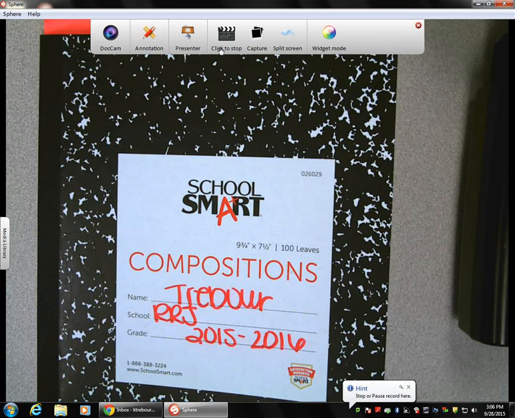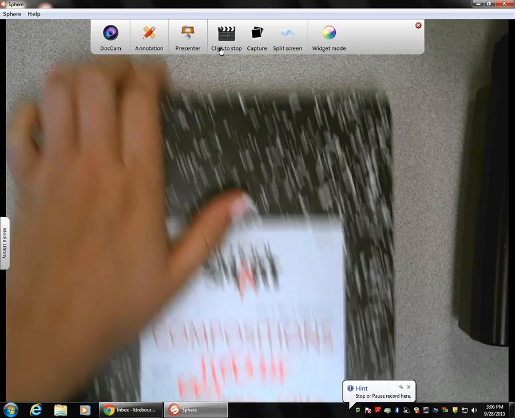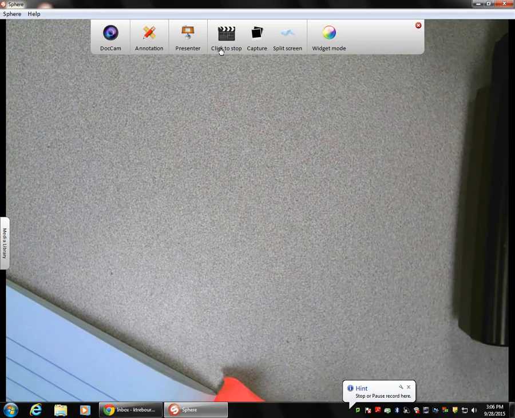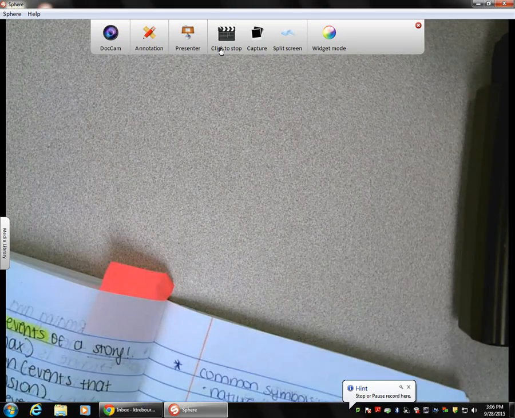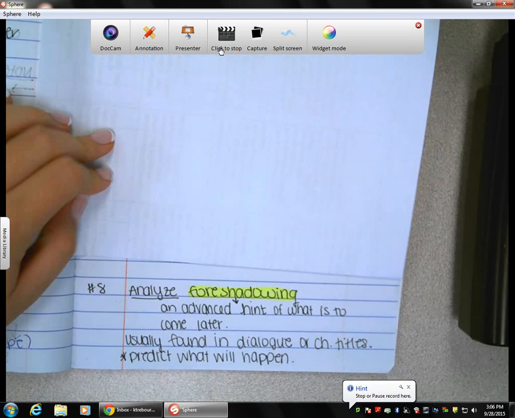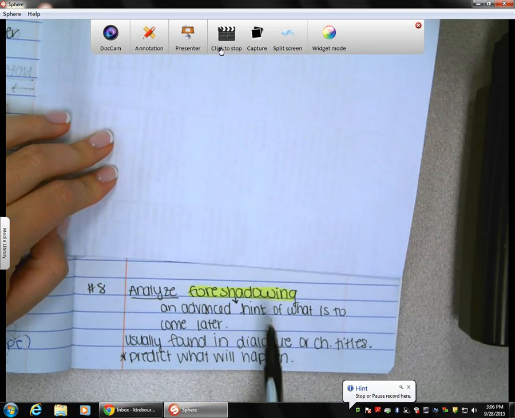So today you guys are going to be reading chapter 4, and before we get started, there are two new strategies for analysis that I wanted to share with you guys. So open up to your strategy section, if you haven't done so already, and this is going to be number 8, Analyzing Foreshadowing.